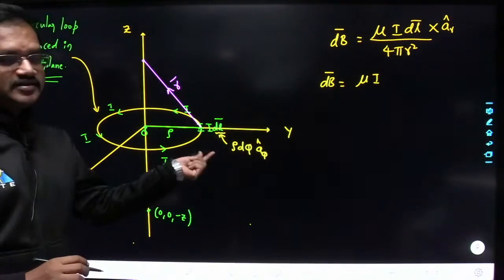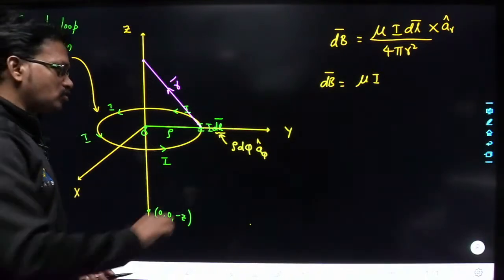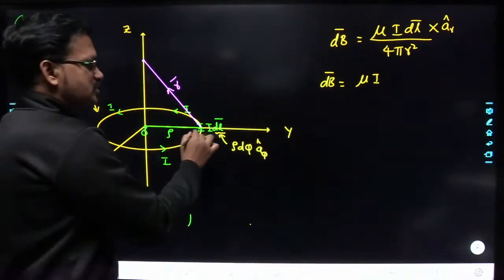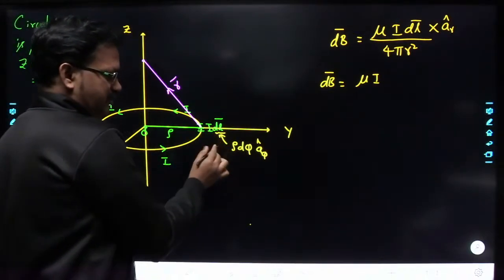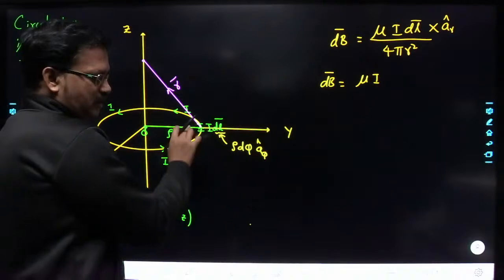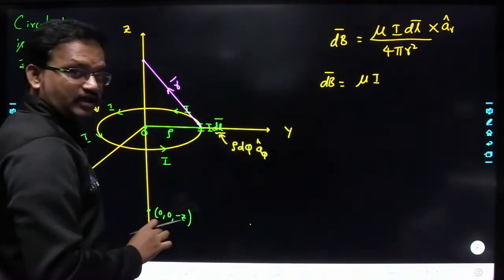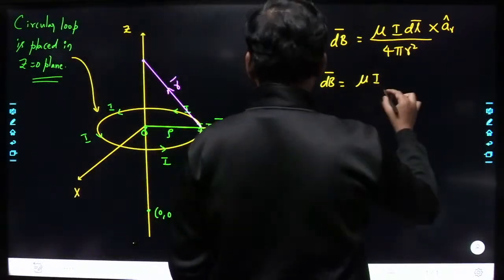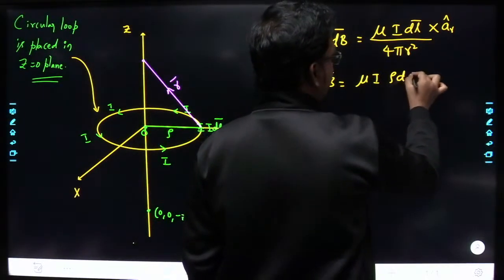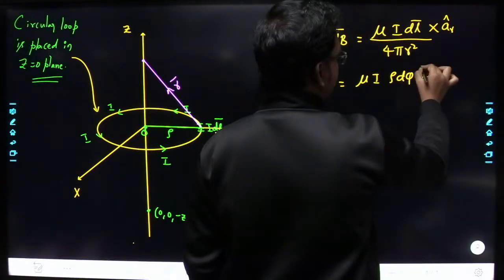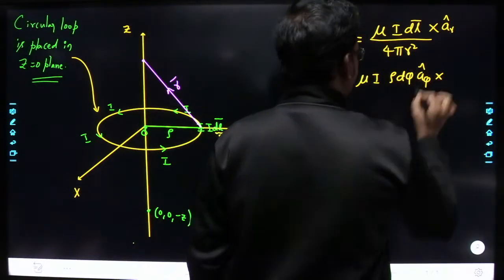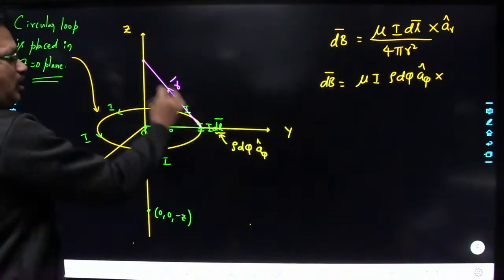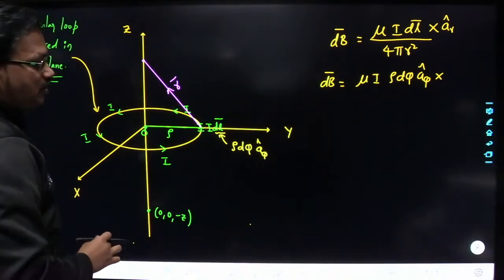I have explained this many times, how to consider this differential arc length. So this dl bar, this differential length, is nothing but the differential arc length, rho d phi a phi cap. Here I am writing this as rho d phi a phi cap cross AR cap. AR cap is the unit vector along R bar.